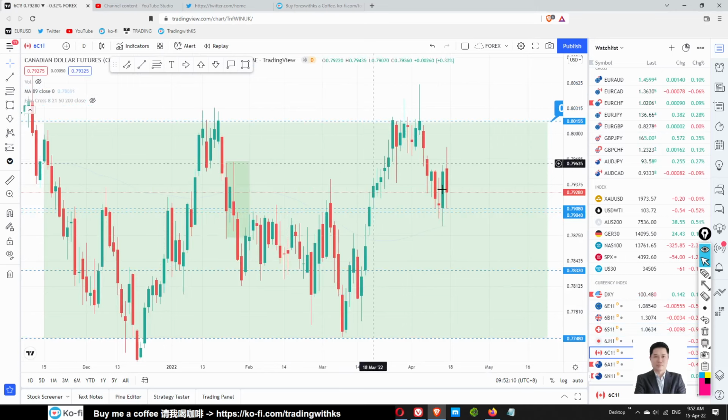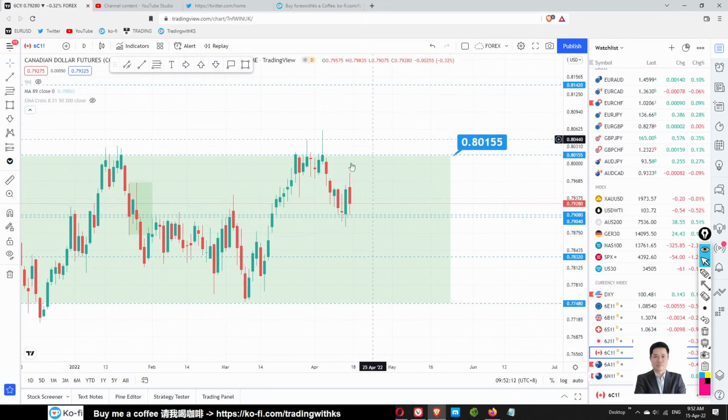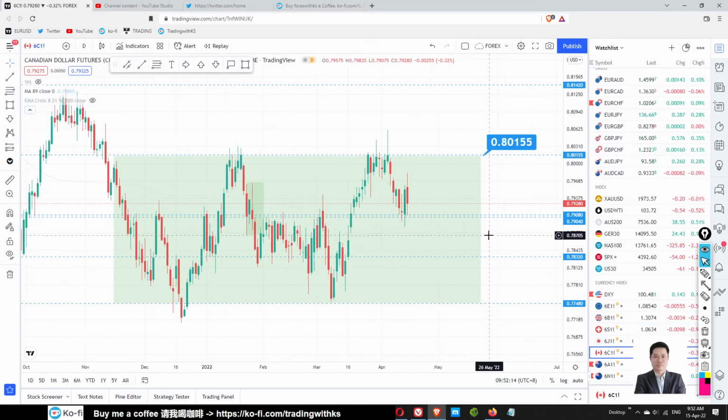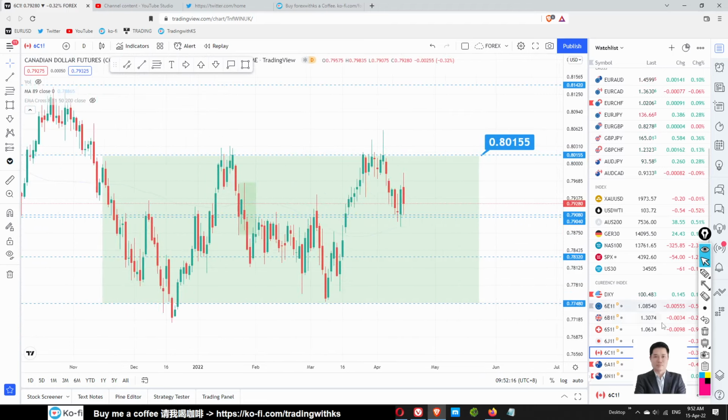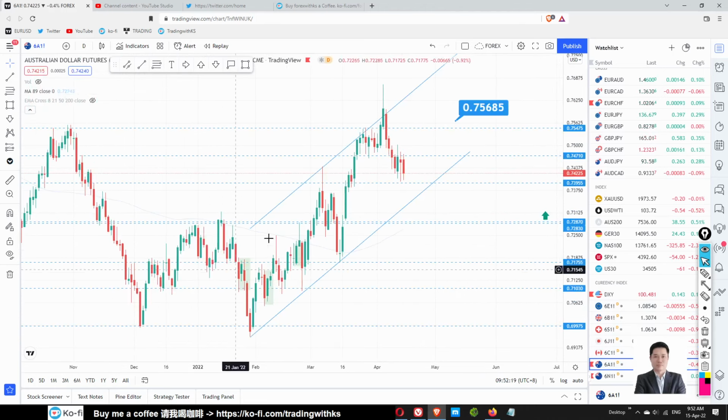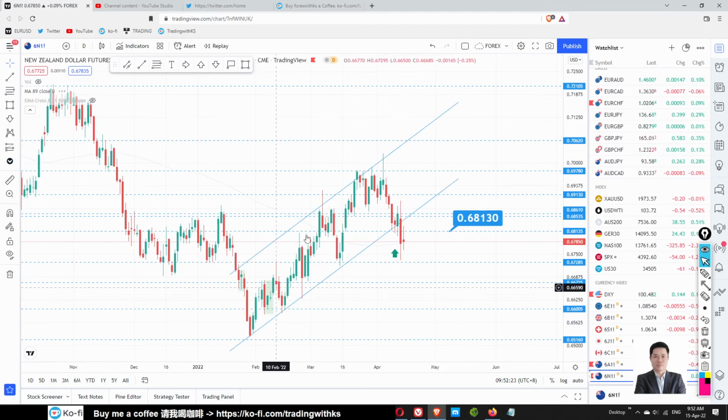Canadian dollar is in the range over here, so we put it as neutral first. AUD is still in an uptrend despite a drop. NZD also, despite a drop, is still in an uptrend. So the strong currencies are still DXY, AUD and NZD.